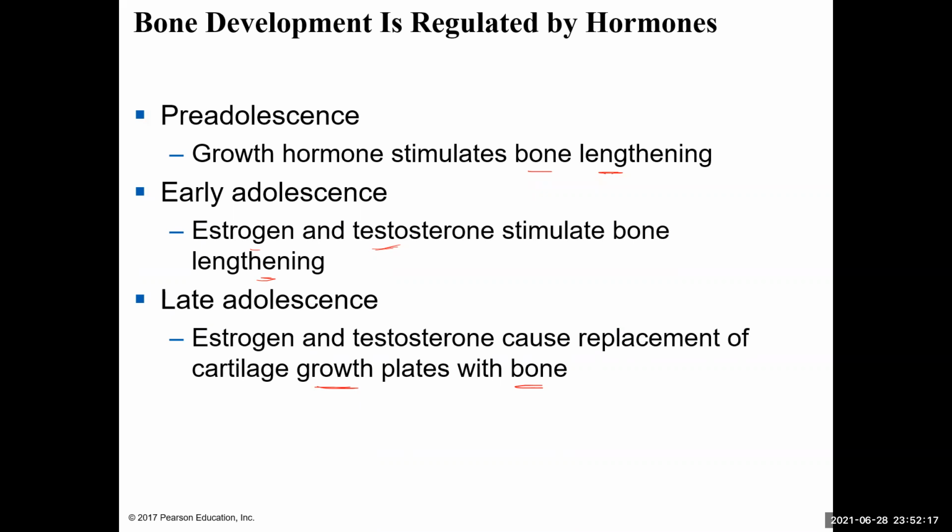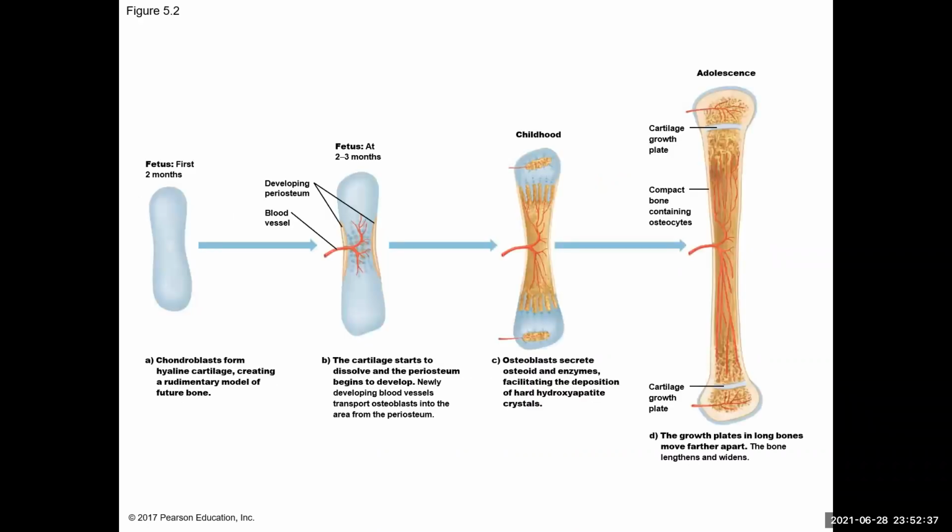And then as you get older, most of the bones have ossified and the cartilage has been replaced. And there's only a small area in the region of those growth plates that has cartilage that is being replaced with bone. Okay? And so this figure shows that process. So early on in the fetus, say the first 2 months of development, you have just a cartilaginous model of, say, for example, a long bone.